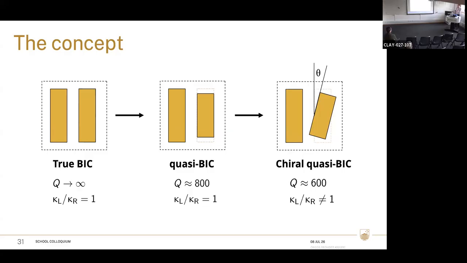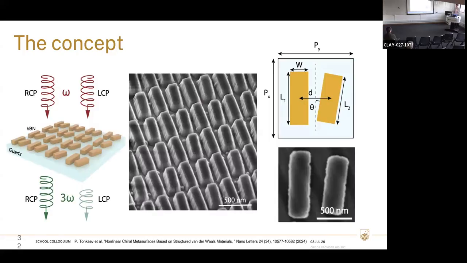Then this mode will be reachable, but because of the mirror symmetry here, it's still not applicable for chiral purposes. So then we need to introduce a small degree of asymmetry which breaks the mirror symmetry and enables the nonlinear chiral response. So here is the concept. We have this metasurface made of hBN with certain meta-atoms, which will interact differently with left and right circularly polarized light.